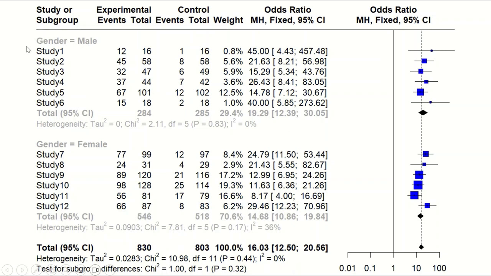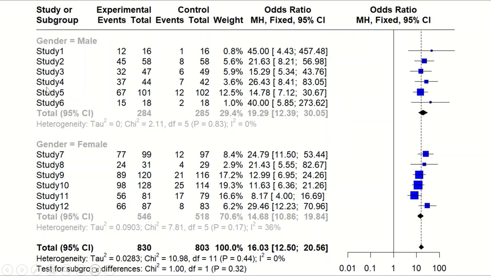And as shown here in the first section, for the subgroup meta-analysis for males, the experimental and the control events and the total are inserted with the weight percentage, which reflects the size of the sample. So larger samples will have a higher weight percentage, and that will have higher influence in the meta-analysis. And the estimated effect size is the odds ratio, as the outcome here is binary, and a fixed effect model is used and the MH method is used.